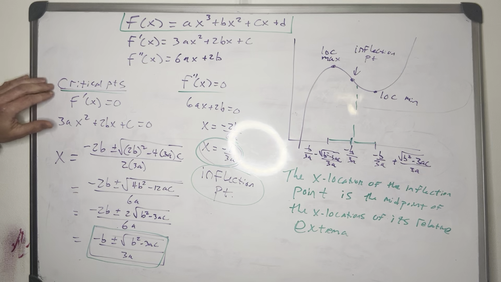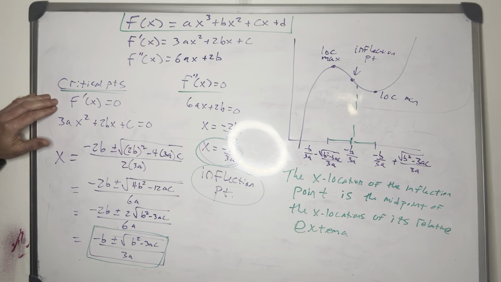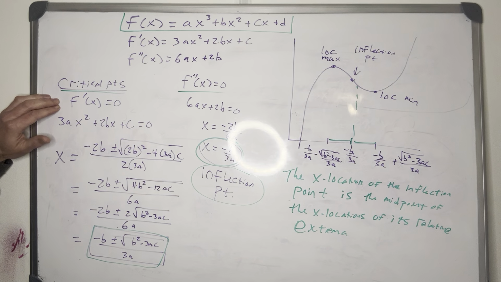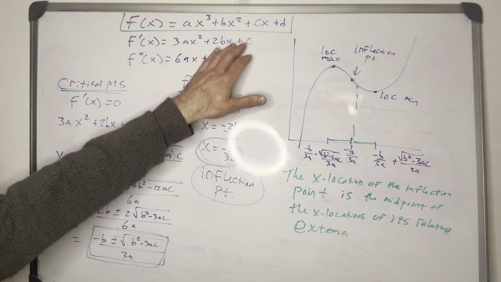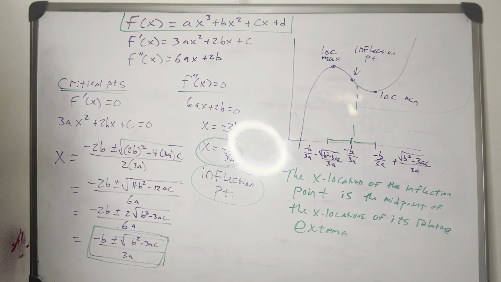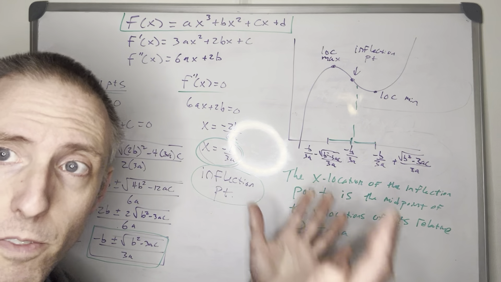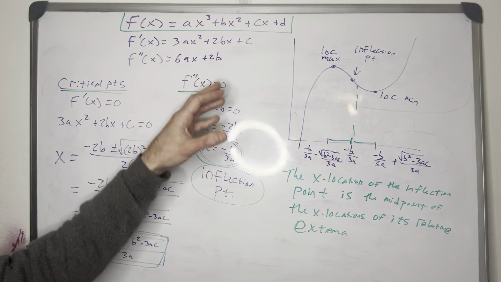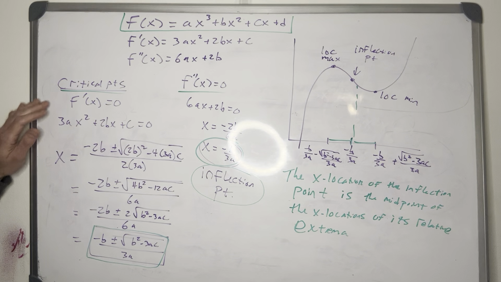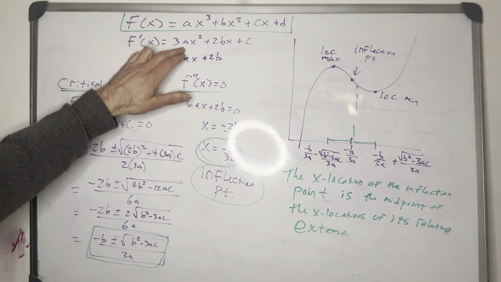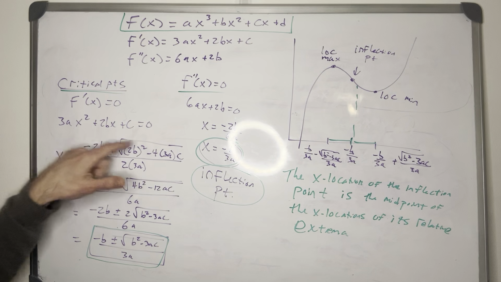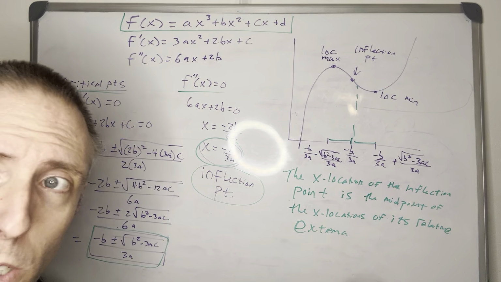Then if you look at the critical points, where the first derivative is 0, you don't have to worry about where it's undefined. This is a polynomial, so the derivatives are defined everywhere, so you don't have to worry about that strange situation in this case. So you set the first derivative equal to 0. It's a quadratic, so you can use the quadratic formula, which is nice.